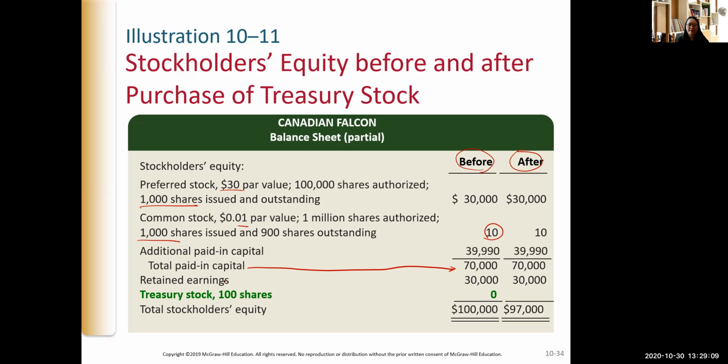Your retained earnings, say you made $30,000 that year, and your treasury stock, 100 shares before, is zero, and then your stockholder equity is 100,000. Look at when you buy back your shares, nothing changes, but what happened? Your stockholder equity reduced by $3,000. Everything else is the same, except your stockholder equity changes.